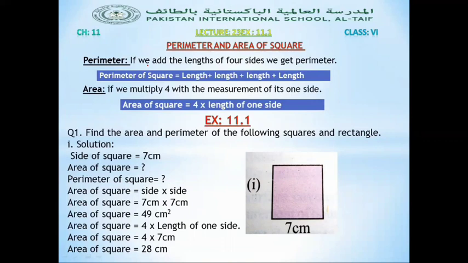The square has four sides, so for the perimeter we add the length of each side: length plus length plus length plus length. While we find the area, we multiply the length of one side by itself.